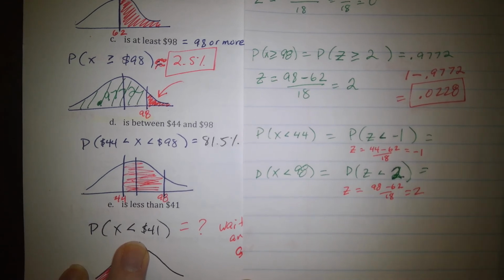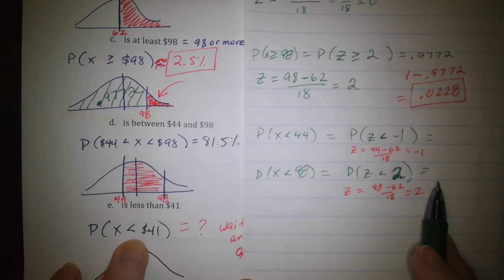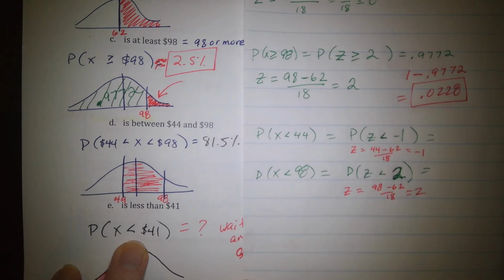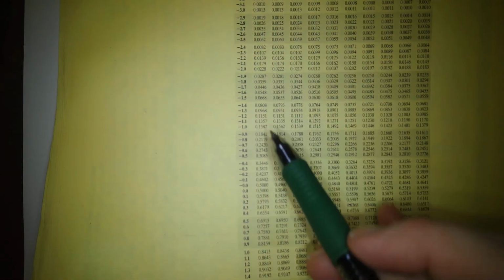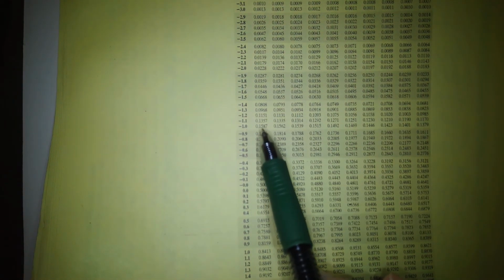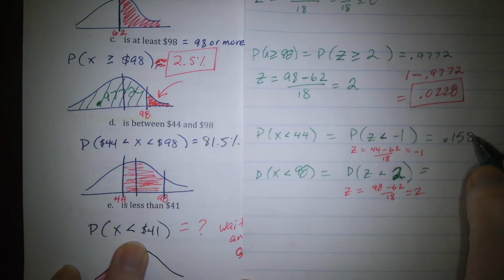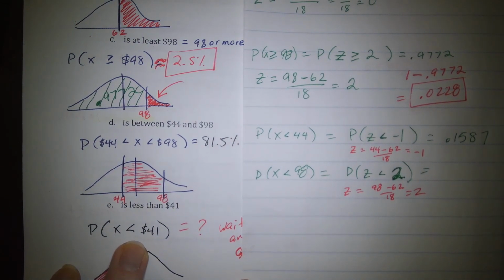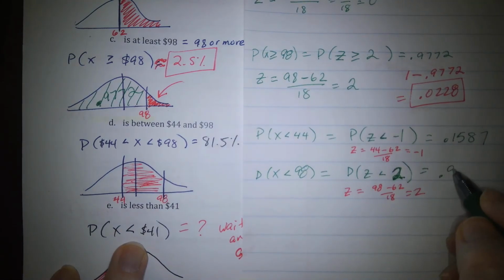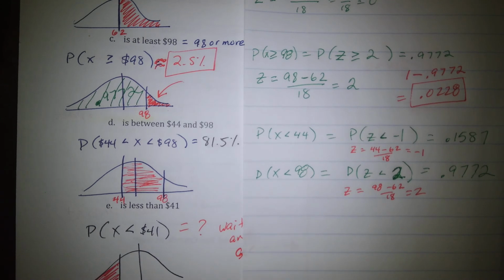Okay, so now what we got to do is look up the probability of each of those independently. The probability that z is less than -1, 0.1587, the probability that z is less than 2, 0.9772. So let's see what we have to do with those two numbers in my graph.